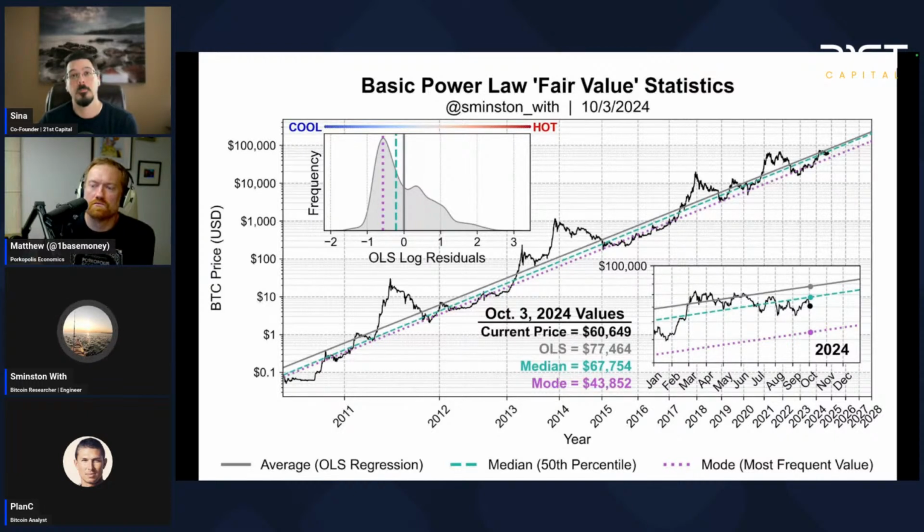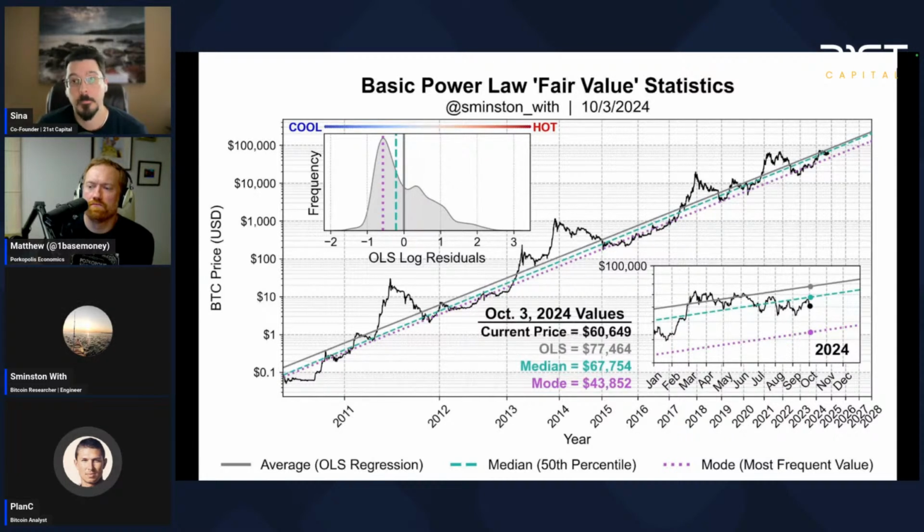But it's going to tend to revert back to one of these representative lines. And I think the median, at this time, this is last week, 67,700 relative to the price was around low 60s. So we were roughly 10% at a discount to the fair value price, was kind of the takeaway here.